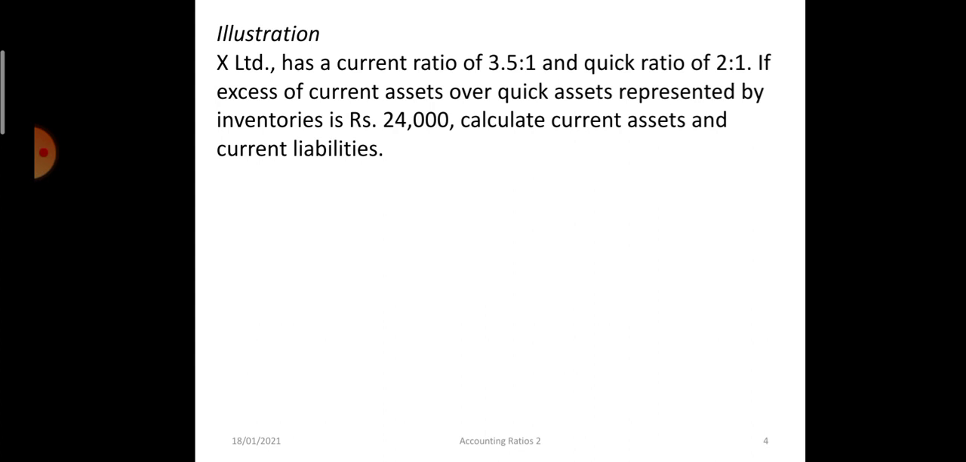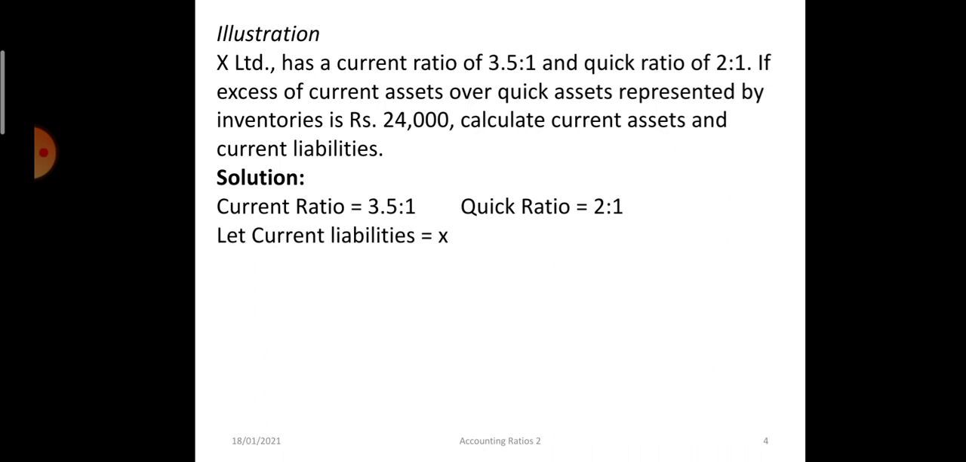X Limited has another question where current ratio and quick ratio is given and the relation between them is mentioned, like inventories is mentioned. In current assets, inventories is included, whereas in quick assets, inventories are not included. So the difference between current assets and quick assets is inventory, 24,000 rupees. Current ratio is 3.5:1 and quick ratio is 2:1. Let's take current liabilities equal to X.